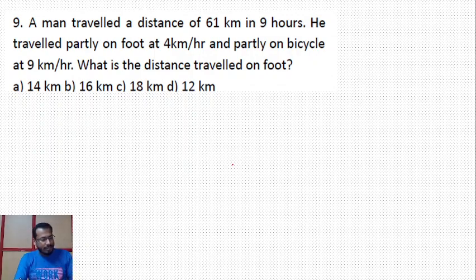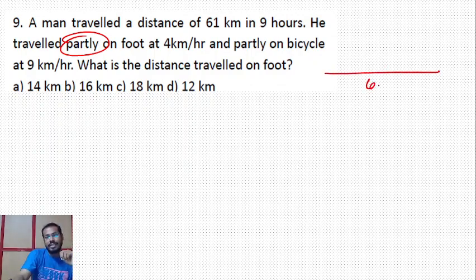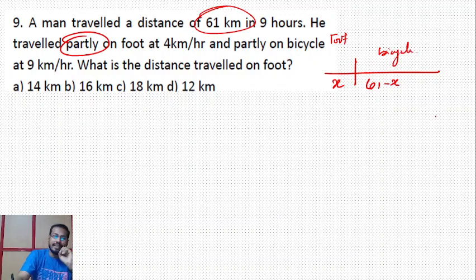Here this question is not an easy one, because students should understand one thing. Here partly means not equal distance. Totally he travels 61 kilometers, but not in equal parts. Partly means some part. So he travels X kilometers by foot, and the remaining distance, since the total distance is given, I can write as 61 minus X by bicycle. So be clear on this: one part is X, which means the remaining part will be 61 minus X.